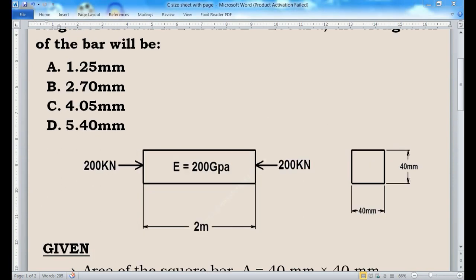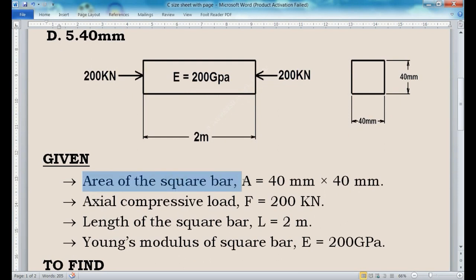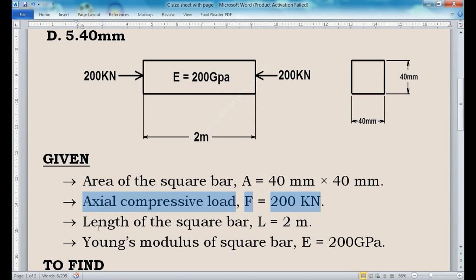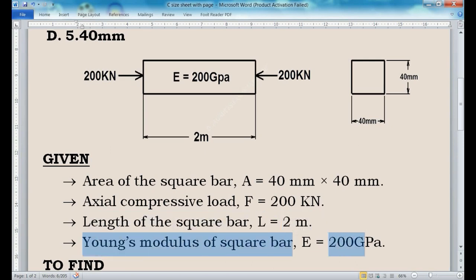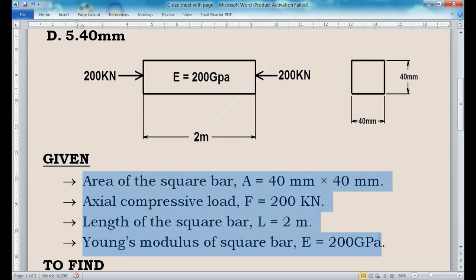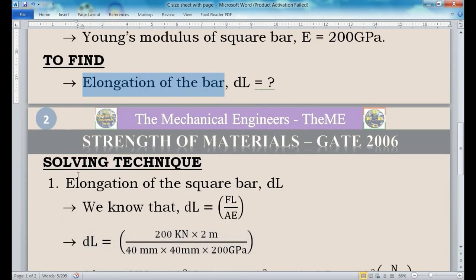Okay. Now I will list out the given conditions. Area of the square bar, which is 40 mm into 40 mm, and it is taken as A. Axial compressive load, which is 200 kN, and it is taken as F. Length of the square bar is 2 meter and it is taken as L, and the Young's modulus of square bar is 200 gigapascal and it is taken as E. By using these four conditions, we are going to find the elongation of the bar or the deformation induced in the bar. Now I will move to the solving technique.